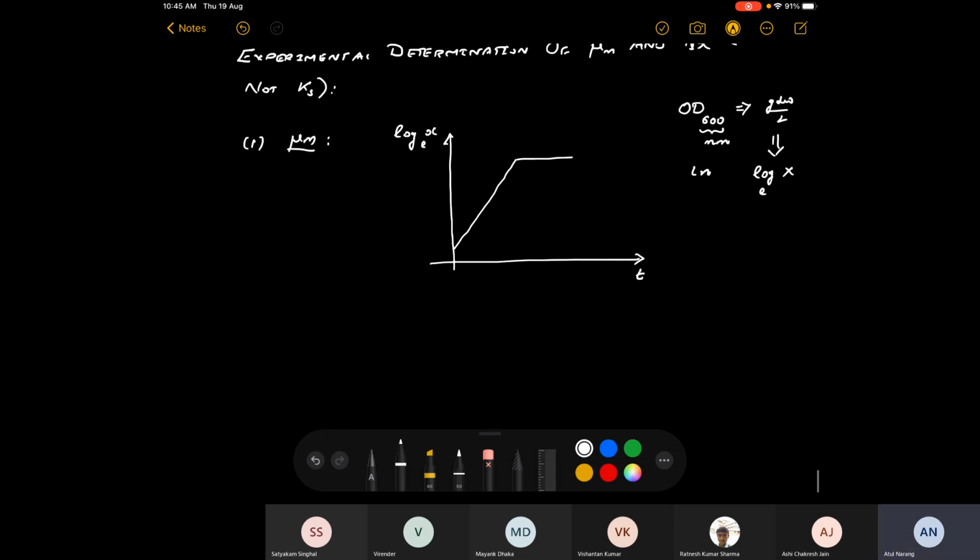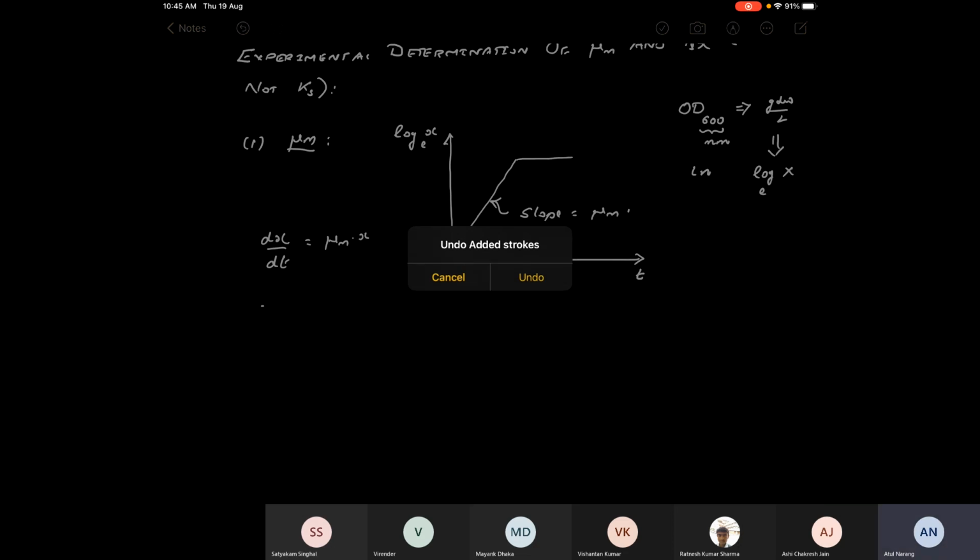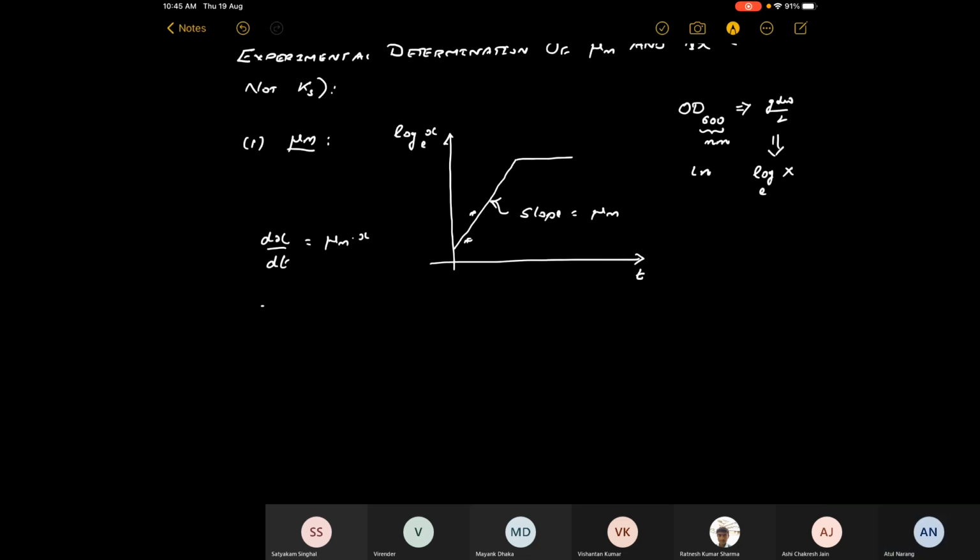Now it's pretty straightforward, right? I mean, according to the model, we have dx dt equals mu m times x. Basically, this slope is equal to mu m. So just take your data and confine your data to the part corresponding to exponential growth. Make sure you do not take points from the stationary phase.